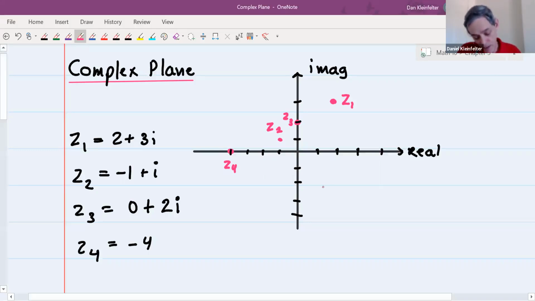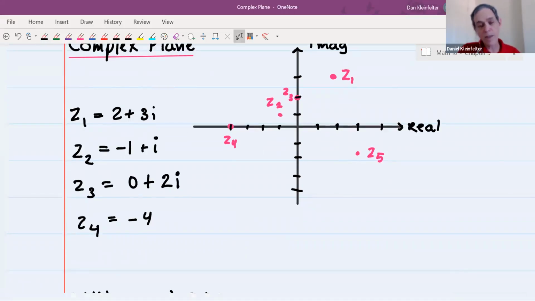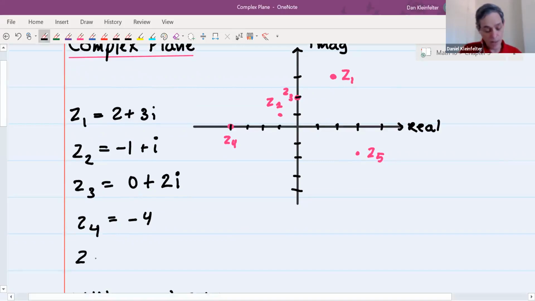Okay, so let's see if we can go the other direction. Let's say I have this number z5. See if you can figure out what the complex number for z5 would be. Okay, well, its real part looks like it's 3. And then its imaginary part looks like it's -2. So this would be 3 minus 2i.